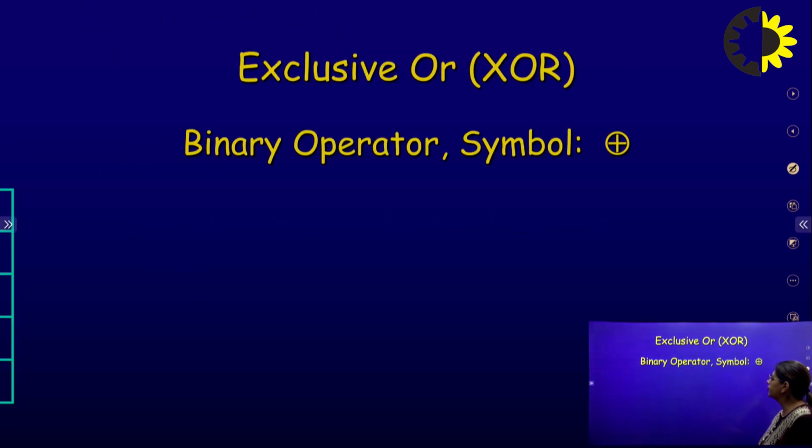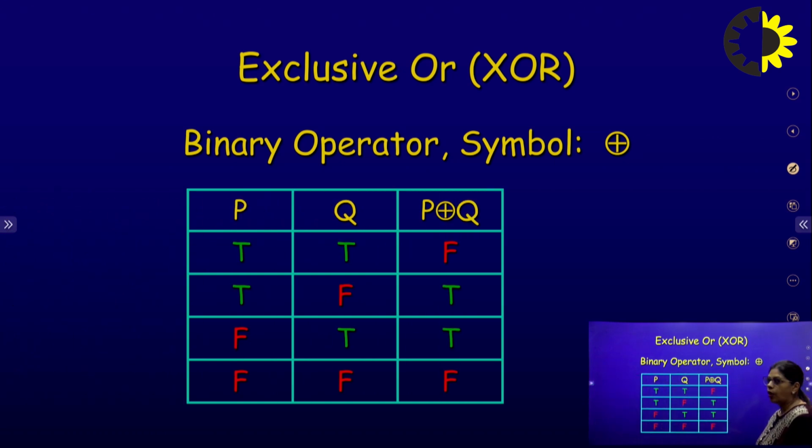Now, exclusive OR. Exclusive OR says that if both have the same value, then the output will be false. Now, you can see here, true and true is always false. True and false is true, false and true is true, and false and false is always false, right? Means that when both the values are same, then it is always false.